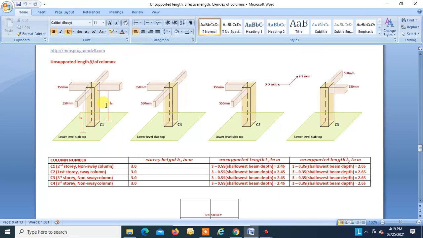Similarly Ly, the beam depth is 350 over here also and over here also. So the shallowest depth is 350, so Ly will be equal to 3 meters minus 0.35, that is equal to 2.65. This will again remain the same for all the 4 columns, because the dimension of the beam in x direction on all these 4 columns is the same. 350 mm, 350 mm, 350 mm, 350 mm, right? So this is how we find the unsupported length Lx and Ly for columns C1, C2, C3, C4, right?